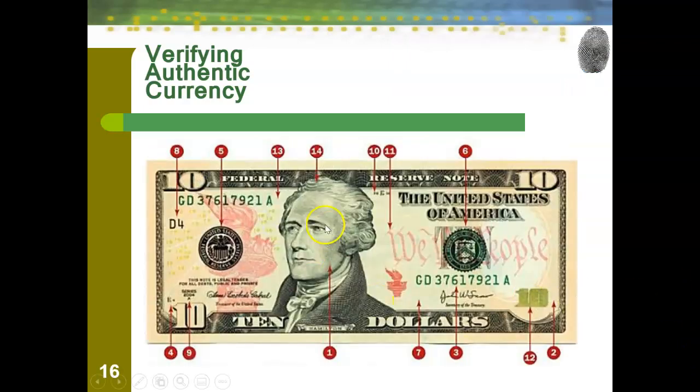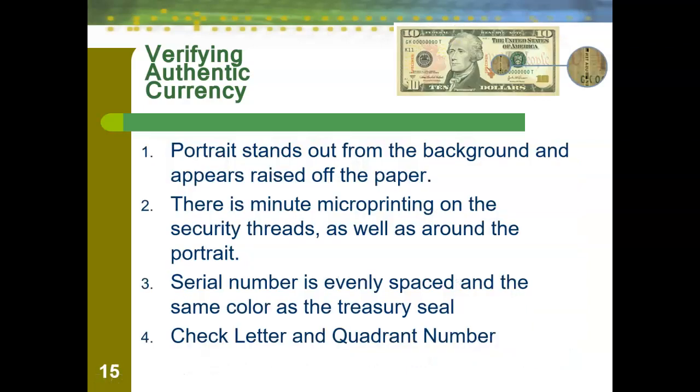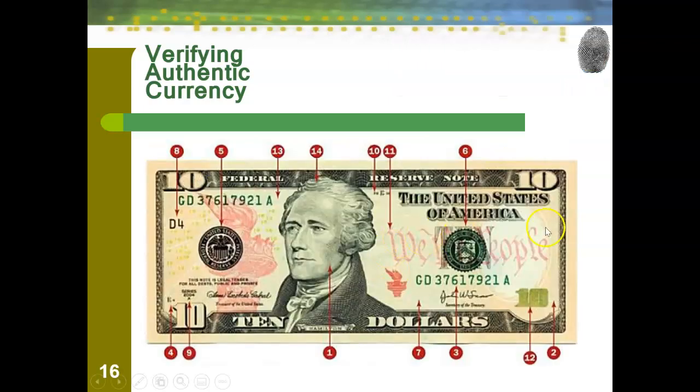So we have Hamilton is raised off the paper. He goes in front of the border there for number 1. We have our number 2. Number 3, we have that serial number evenly spaced and the same color as the Treasury seal. So we can see that they are the same color as each other. And then we have that check letter and quadrant number right down there. All right.